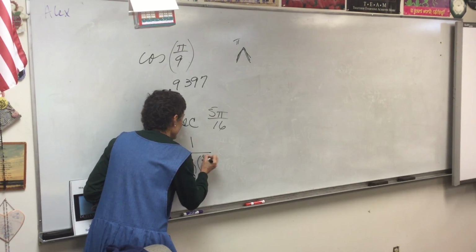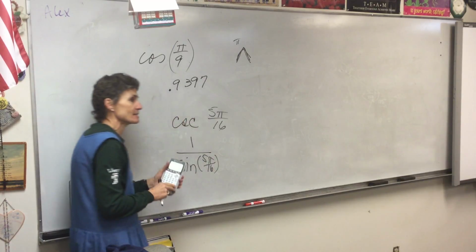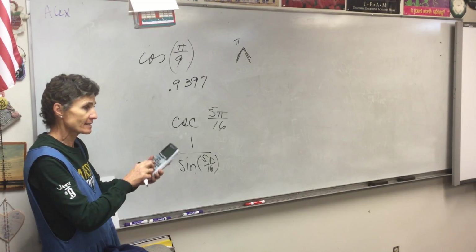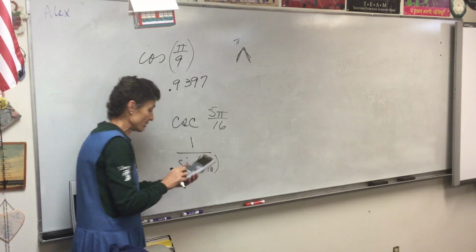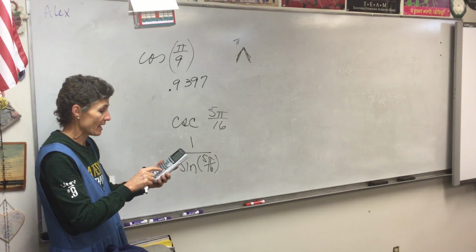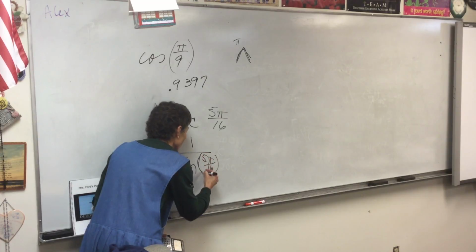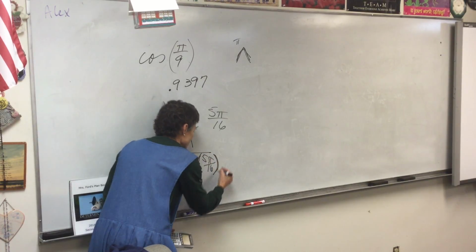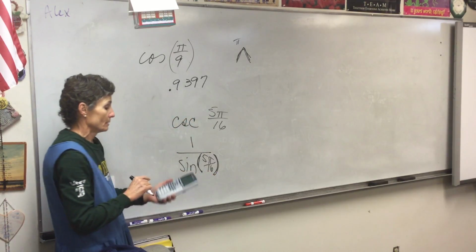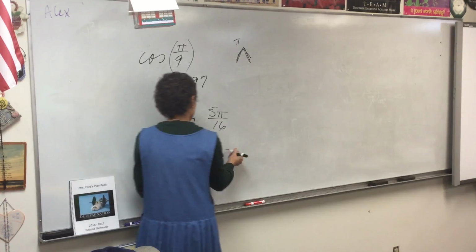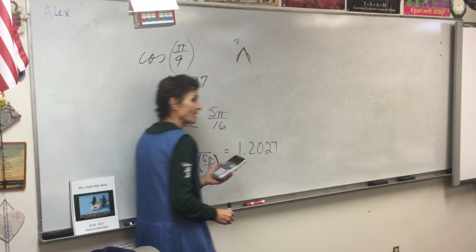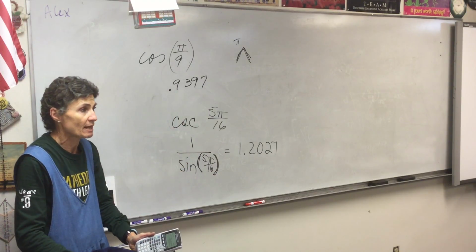1 divided by sine. So you're going to do everything exactly the same way, except you start with 1 divided by sine, and then 5 pi divided by 16, and then close the parentheses. Don't use any parentheses other than these. These are the only ones you should have in your problem. And the answer you get should be, anybody want to volunteer it? 1.2027. That's right, I heard it, 1.2027.